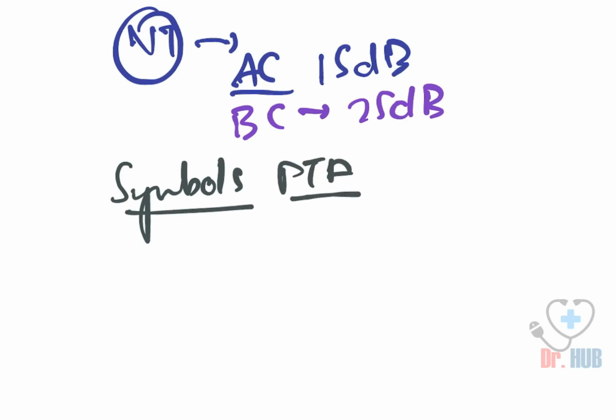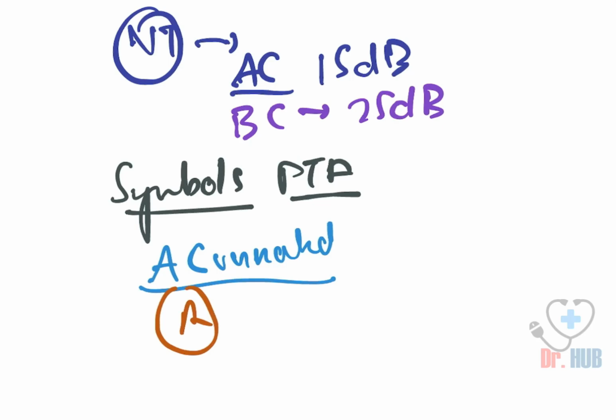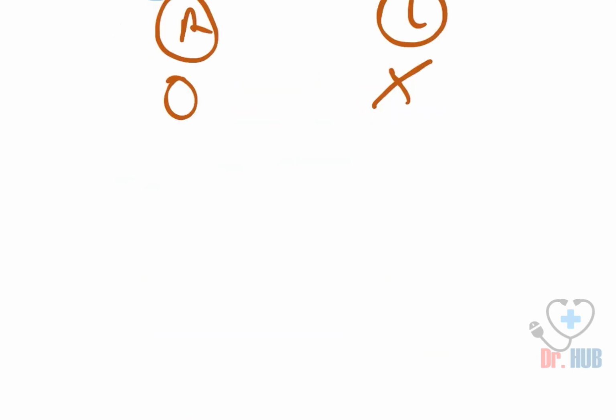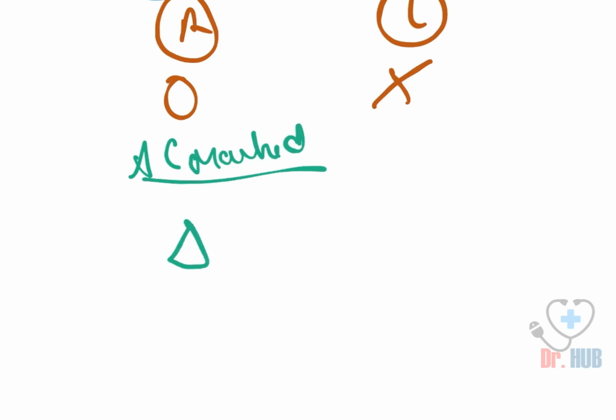So the symbols we look at in case of AC unmasked. In case of AC unmasked, we need to know that there is always comparison between right and left. In case of right, it is a circle. In case of left, it is an X mark. Then we move on to the AC masked. In case of AC masked, it is a triangle on the right and a square on the left.